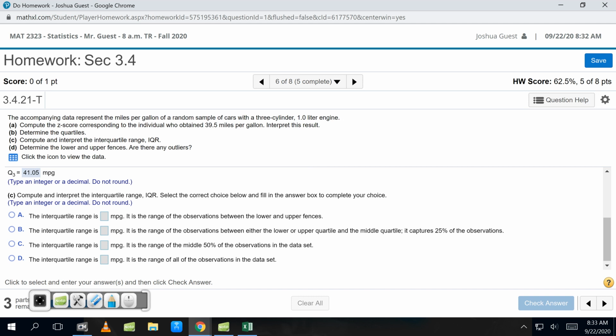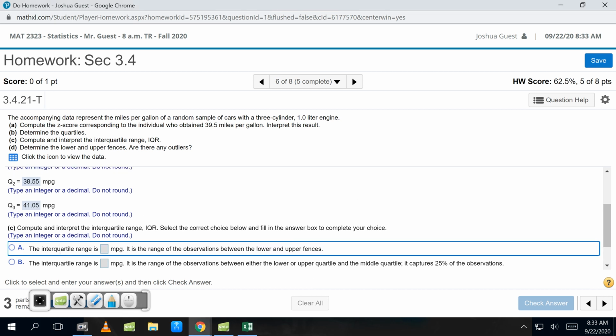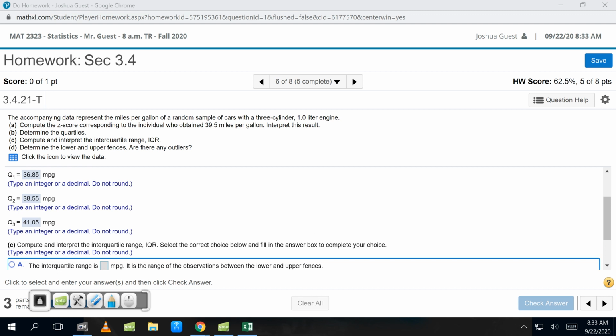So what is the interquartile range? The interquartile range is going to be Q3 minus Q1. It's the middle 50%. You take the top 25% off, the bottom 25% off, the middle 50%. It's called the IQR for short, all caps. So, well, hang on. Let's move it back up here. It's going to be 41.05 minus 36.85. So it's going to be whatever that is. 4.2. No. Yeah. 4.2 is the interquartile range.